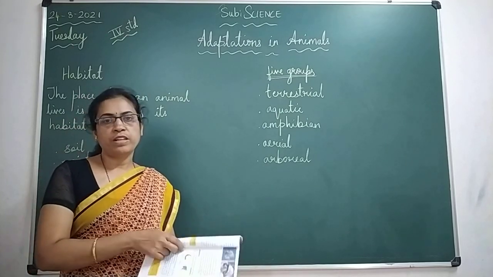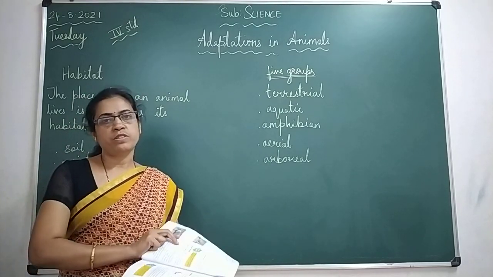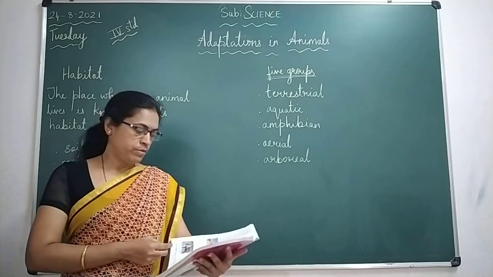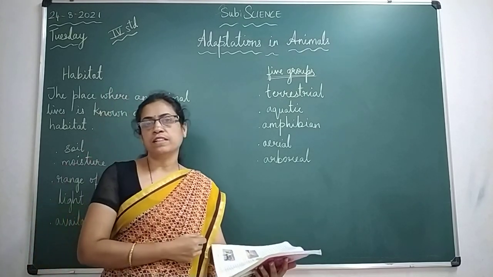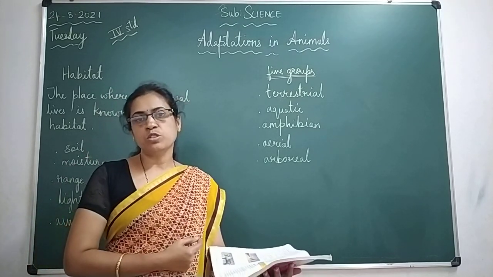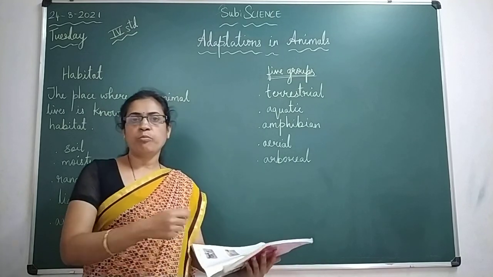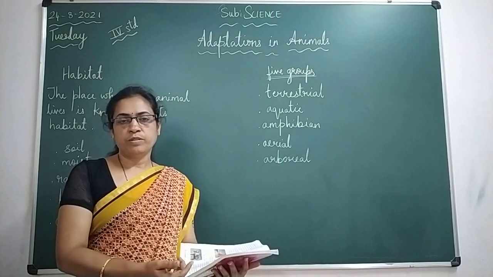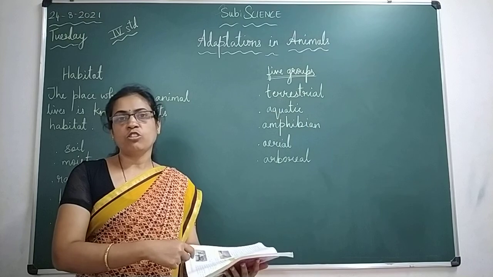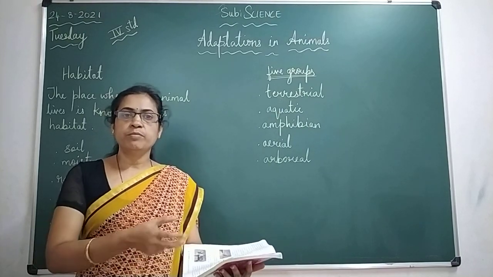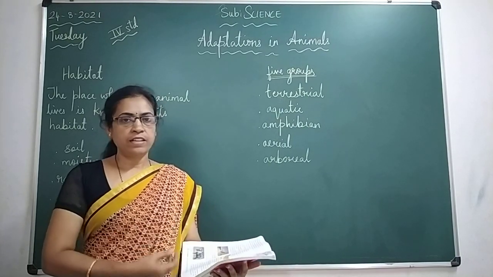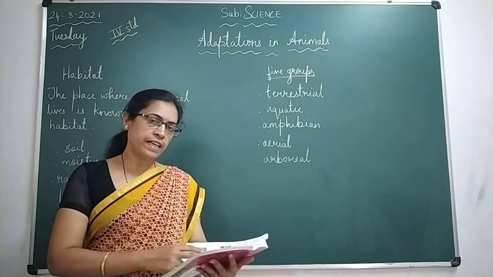Okay, so some animals can easily merge with the surroundings. Some animals are white in color, so they can easily hide in the snow there. So the enemy cannot make out whether an animal is there, and like that it can merge with the surroundings and escape from its enemy.